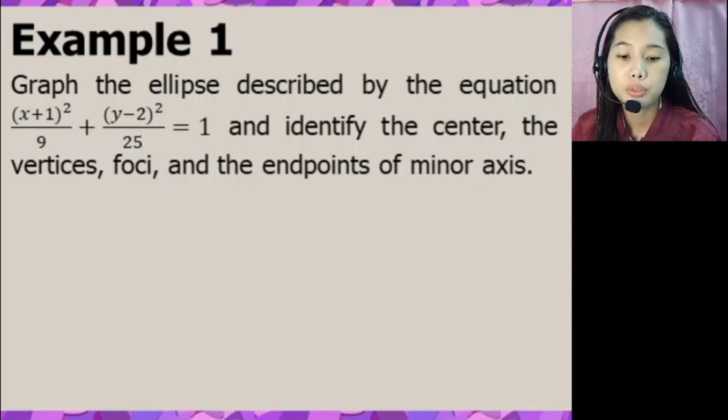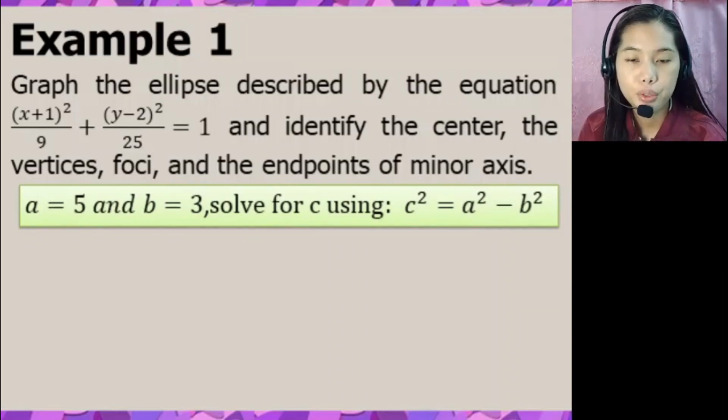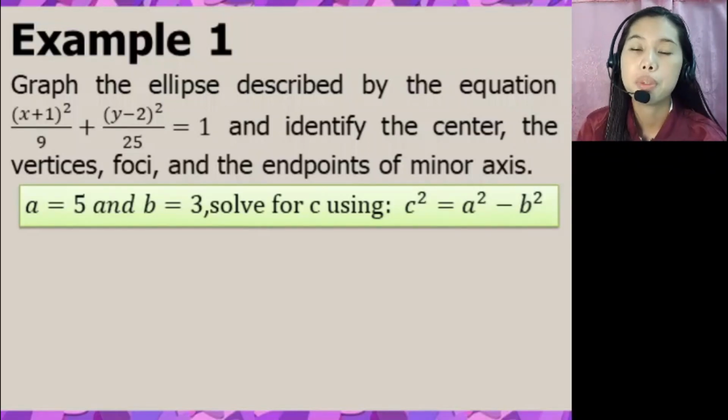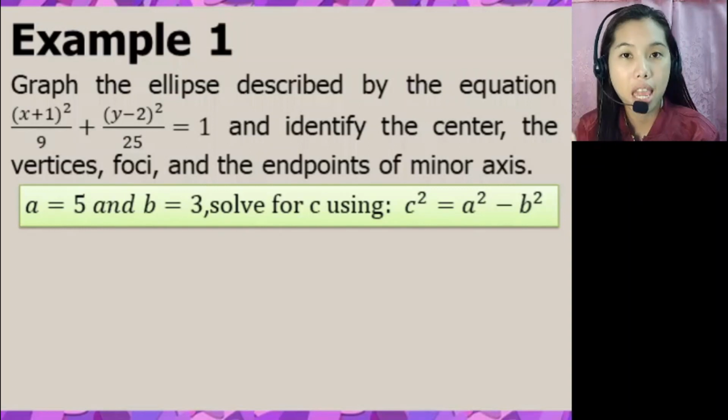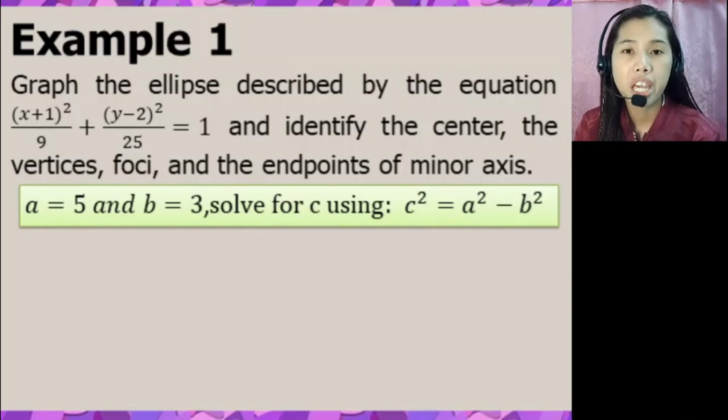So now we're going to first find our c. We are given that our a is equal to 5 and our b is equal to 3. Where did we get this? Remember, the bigger denominator is always a. Alright?